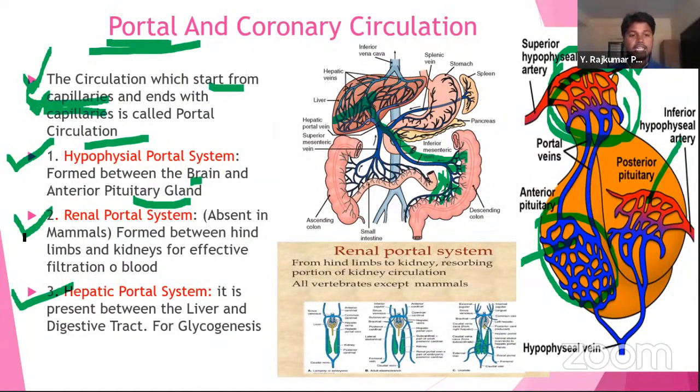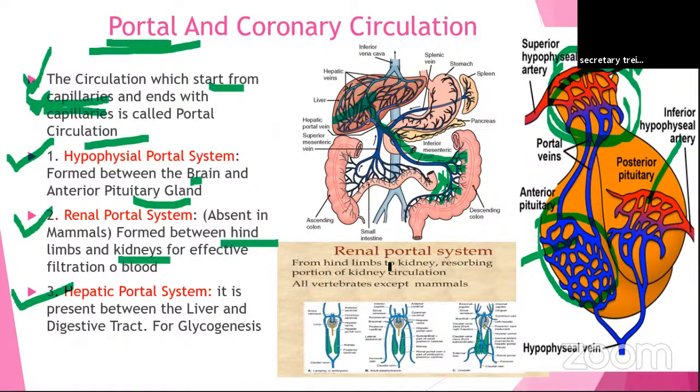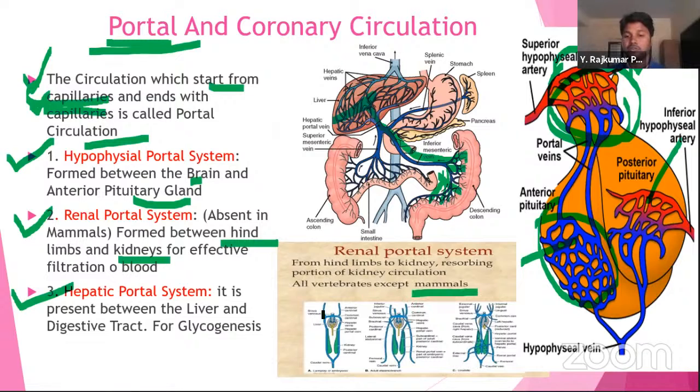Okay. Renal circulation is localized between the hind limbs and kidneys. So in the lower organisms, except mammals, you find this kind of portal circulation, renal portal circulation. You cannot find this in the mammals, but it is existing in the other vertebrates, fishes, amphibians, reptiles, and apes. And next, hepatic portal system is present in the human body also. It is between the liver and digestive tract.